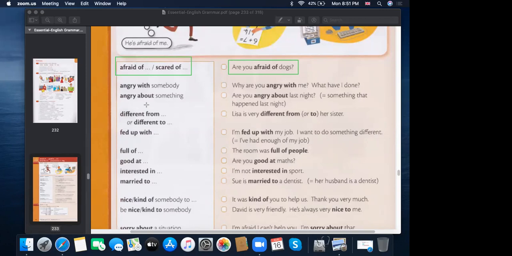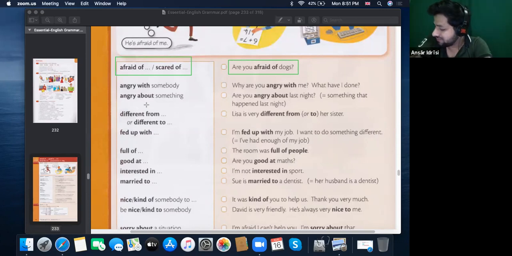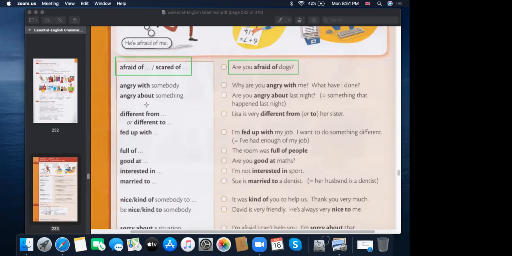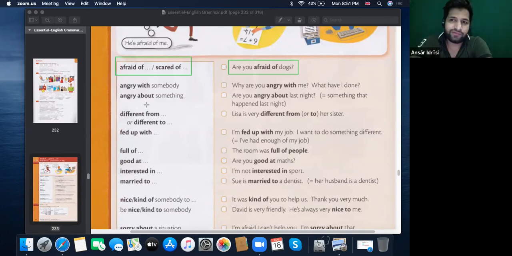She is afraid to give a speech. No, she's afraid of speech. She's afraid of stage. I'm afraid to tell the truth. I'm afraid of horror movies. I'm afraid of telling the truth. I'm afraid of horror movies.